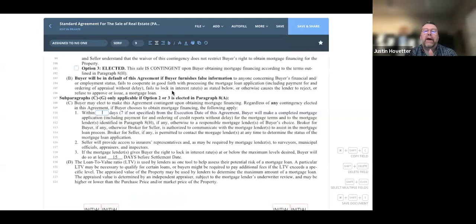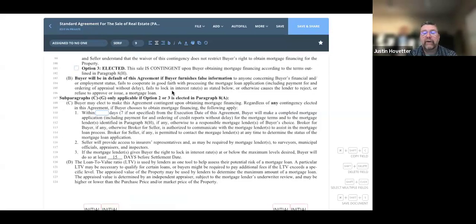If your client furnishes false information to a lender, we get to the finish line and the lender's like, honestly, I didn't know what this guy was doing. He didn't tell me about this. We didn't find that. That's the kind of stuff that can be a problem.